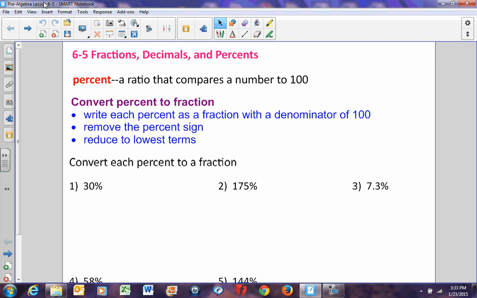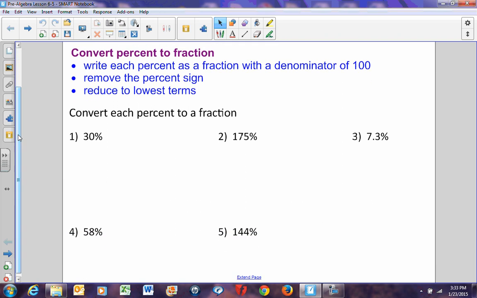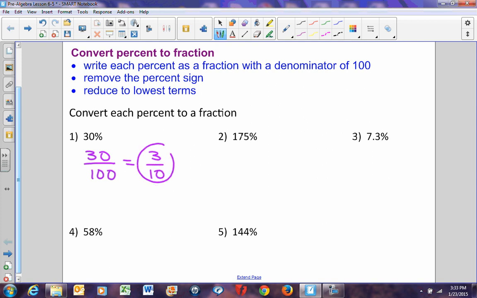So let's look at a couple of problems here. We're going to convert 30% to a fraction. First thing we're supposed to do is write 30 over 100 because we removed our percent sign, because percent means per 100. Now we simply need to reduce this. 30 and 100 both are divisible by 10, so this reduces down to 3/10. And we are done.